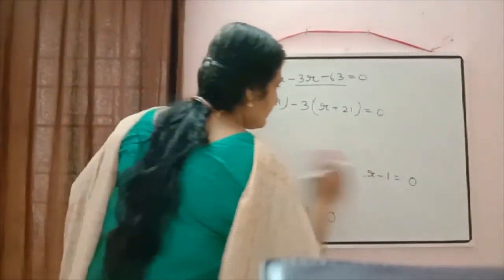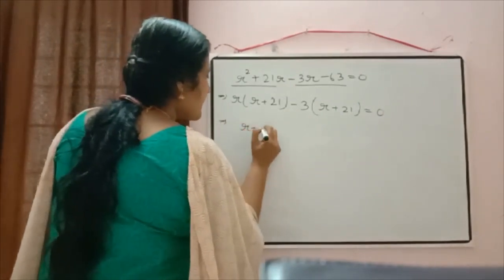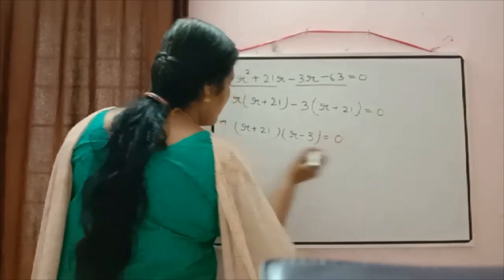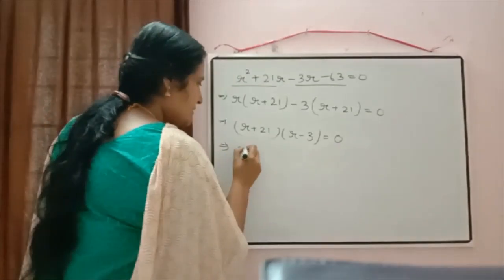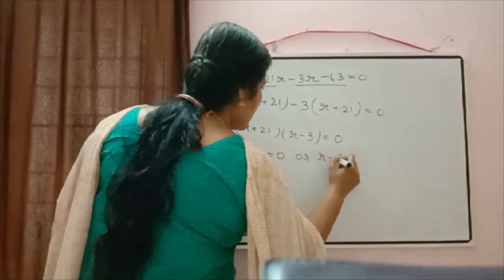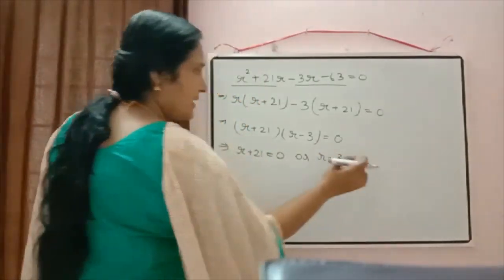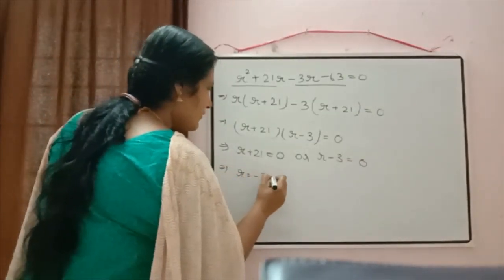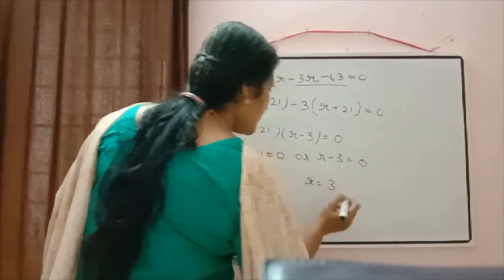Now r plus 21 is a common factor that you can take outside. Then we will get r plus 21 into r minus 3 is equal to 0. Product of two expressions is equal to 0. This is possible when one of the expressions is equal to 0. So either r plus 21 is equal to 0 or r minus 3 is equal to 0. If r plus 21 is equal to 0, then we will get r is equal to minus 21. And here we will get r is equal to 3.